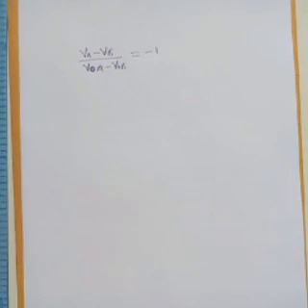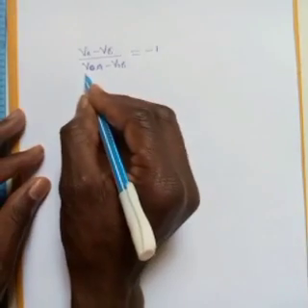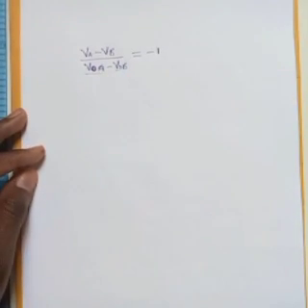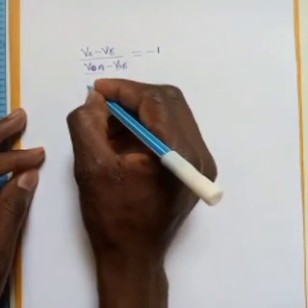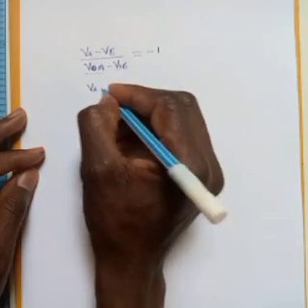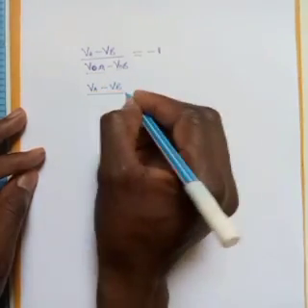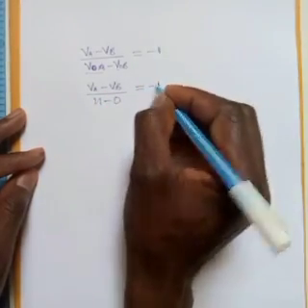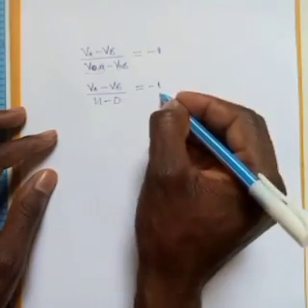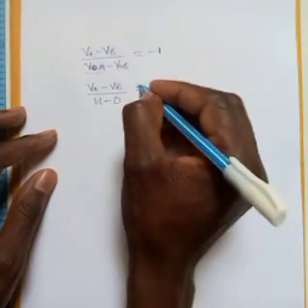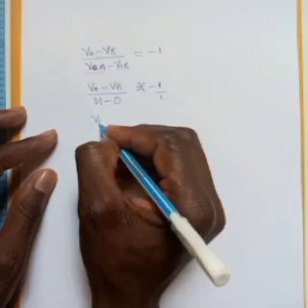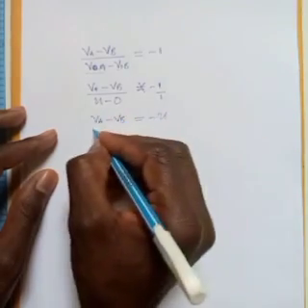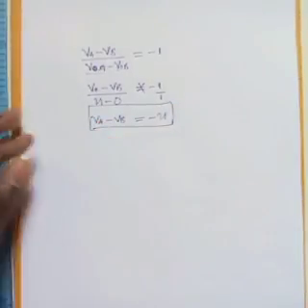We understand that the initial velocity for this one is u, and this one, since it is at rest, automatically has an initial velocity of 0. Definitely we are going to have VA minus VB, divided by u minus 0, equal to -1. If you multiply, you get VA minus VB has to be equal to -u. This becomes my second equation.